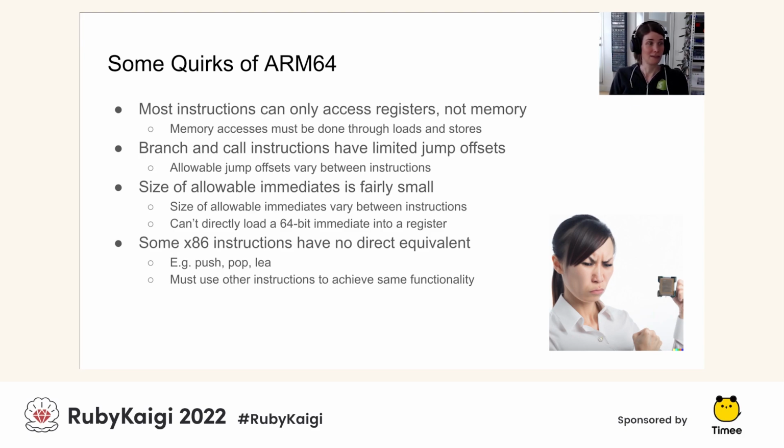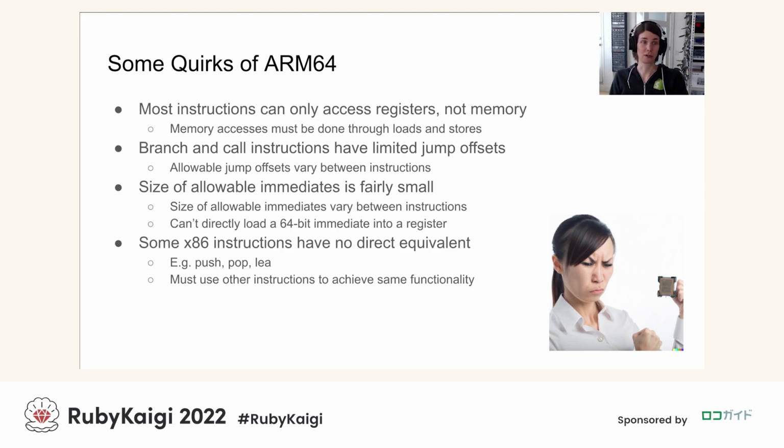But now, this isn't always straightforward to do because ARM64 and x86 are not actually quite the same. ARM64 is a little bit more complicated to generate code for than x86 because it has a number of restrictions. In particular, most instructions on ARM can only access registers and not memory, whereas on x86, a lot of instructions can access both memory and registers. So on ARM, memory accesses must be done through load and store instructions.